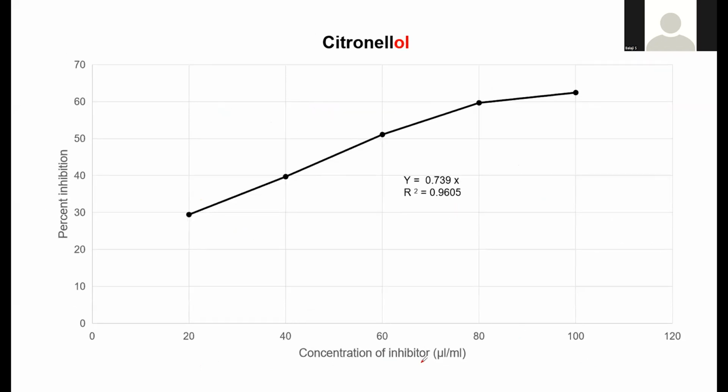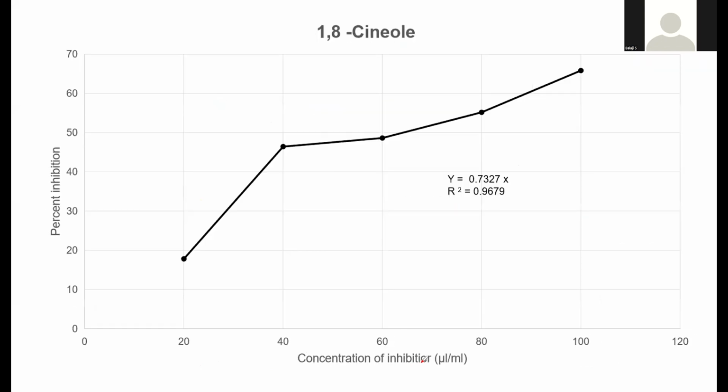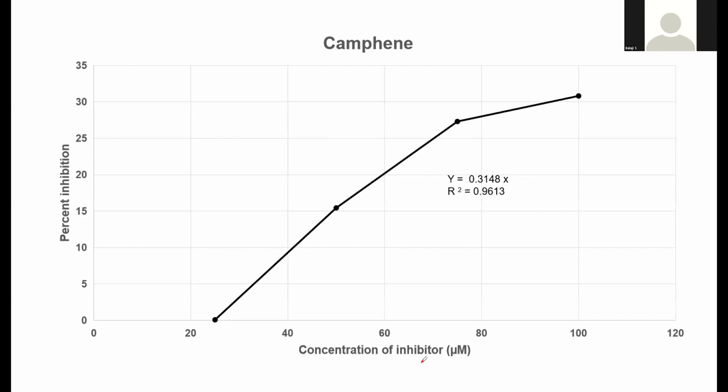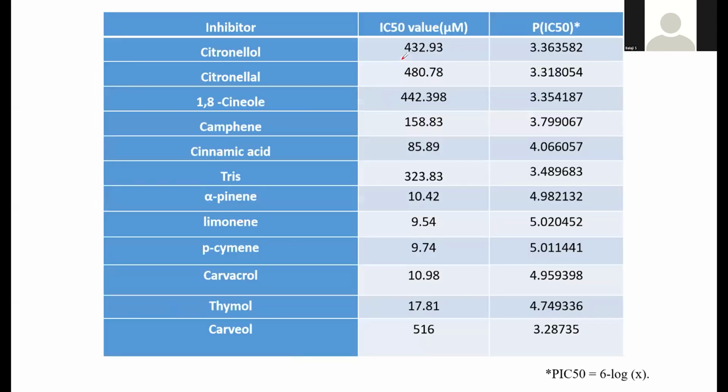Based on these plots, we derived the IC50 values for each of the selected monoterpenoids, like camphene, 1,8-cineole, cinnamic acid, and so on. The overall IC50 value, on a logarithmic scale, we have expressed here using pIC50. So these are the compounds which we have taken.